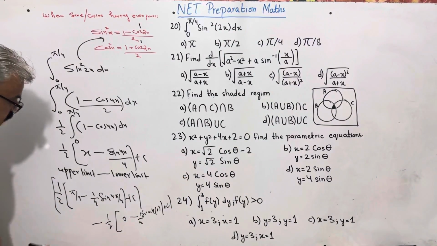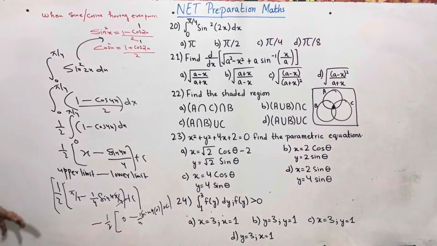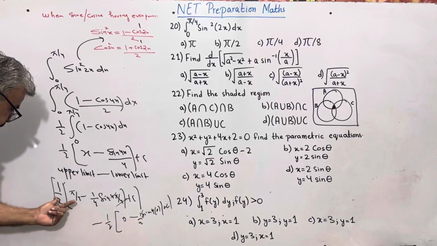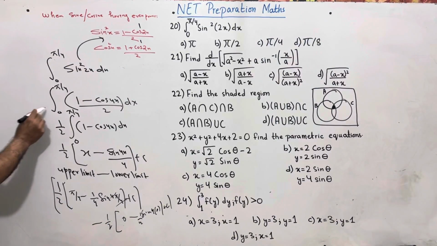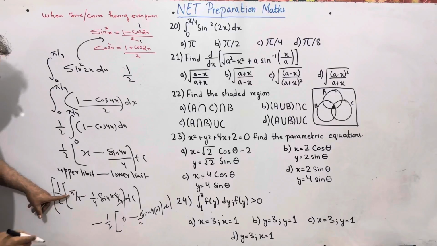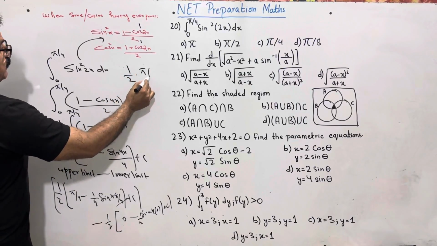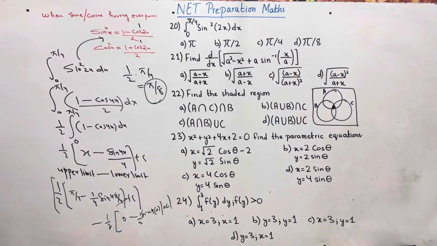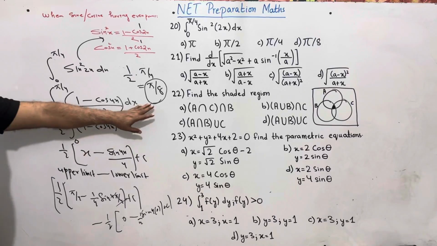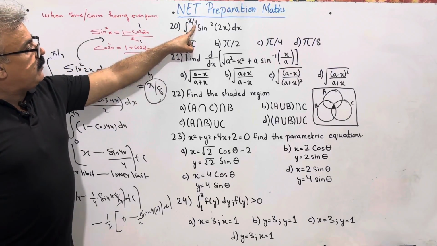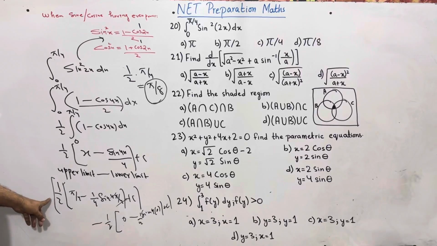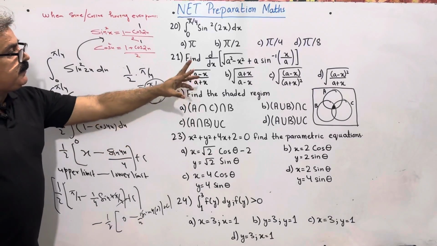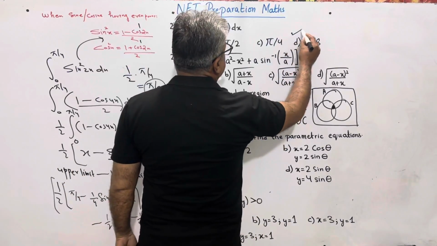Pi over 4, the 4s cancel. Sine pi, sine 180 degrees, is equal to 0. Sine 0 is 0. Nothing is left, only these two terms: 1 over 2 times pi over 4. So our answer turns out to be pi over 8. That is the limit pi over 4 we have finally, and 1 over 2 from this formula. 2 times 4 is 8, so pi over 8 is our right answer.